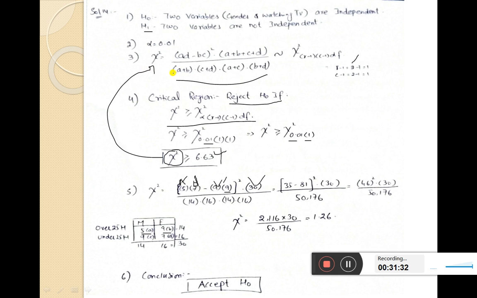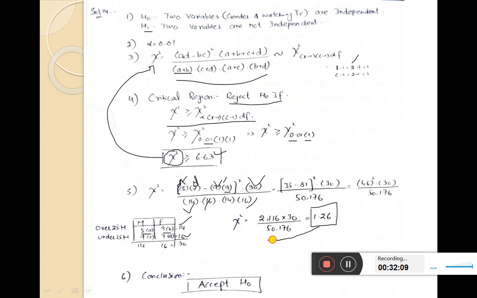Now a plus b: if you add 5 plus 9 you will get 14. So a plus b is 14. Next is c plus d: c is 9 and d is 7, so c plus d you will get 16, and that is your 16. Similarly a plus c is 14 and b plus d is 16. Solve the equation. At the end you will get 1.26.